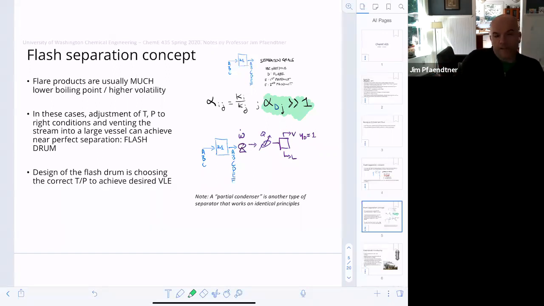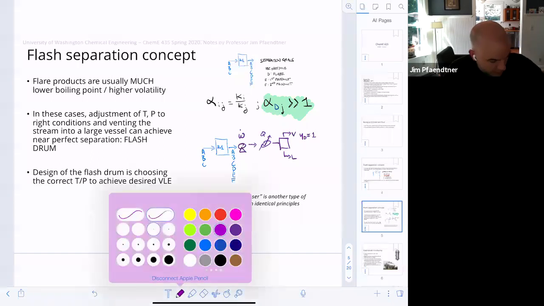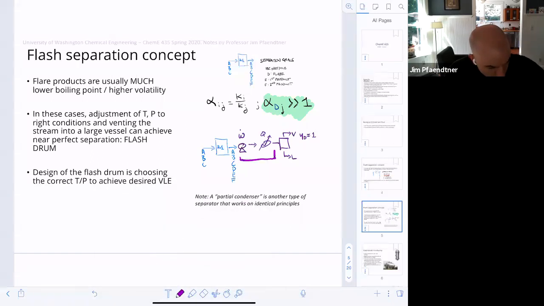So in cases where we use flash to separate one or more components, the separation factor for, in this example here, D, has to be huge compared to all the other components. So that's why I wrote alpha D J. So D is huge for all the components. And basically what happens is that we will adjust the temperature or pressure. So this may possibly involve, as I'm labeling here in this block flow diagram, the use of a pump and/or a heater. It depends on the scenario.